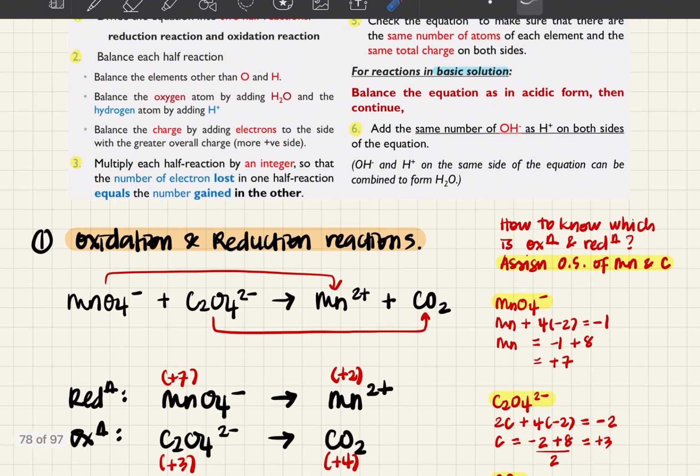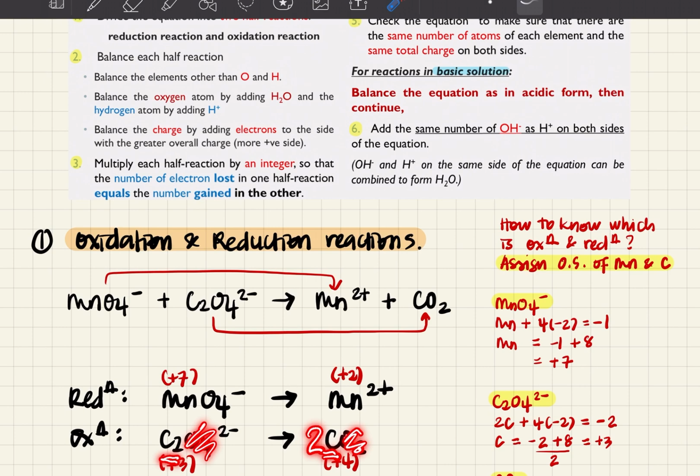We will first look at C2O4 minus and CO2. Selain oksigen dengan hidrogen, you can see you have carbon. On your left you have 2 carbons and on your right you have 1 carbon. So in order to balance, you will put 2 here. Betul tak? Okay, betul.